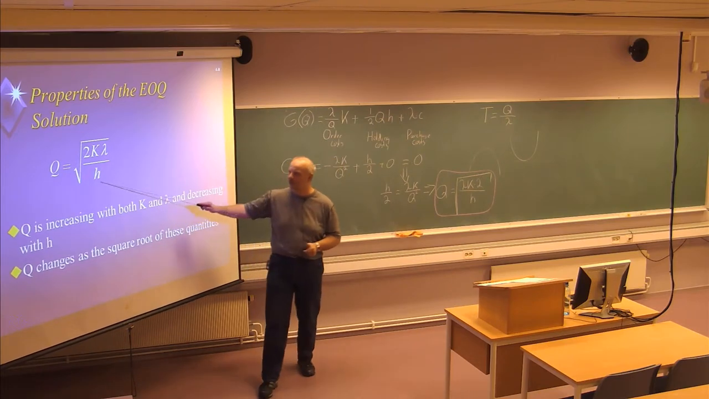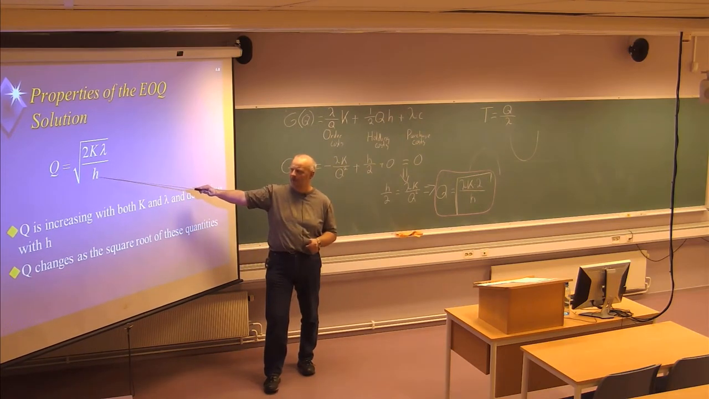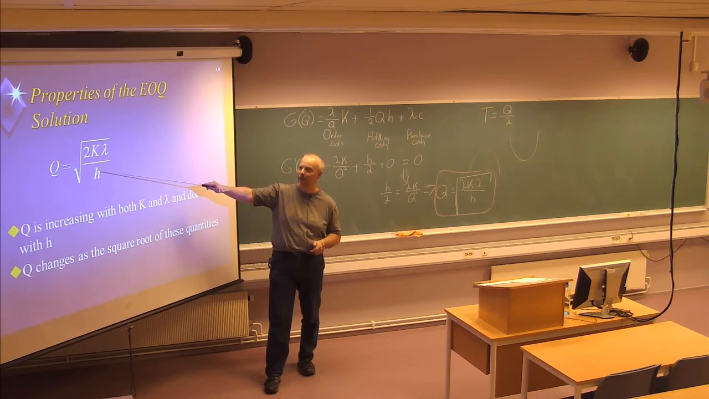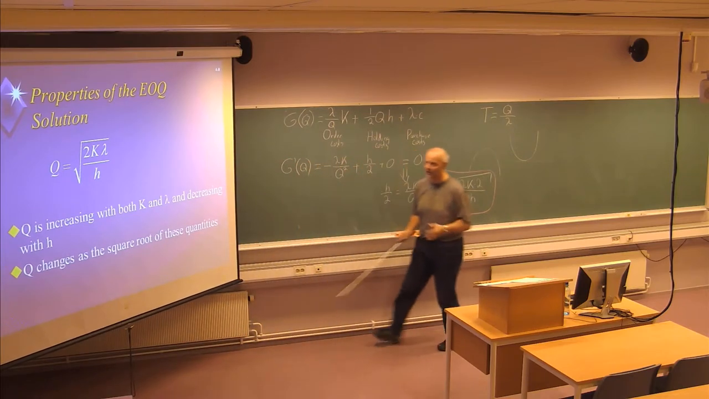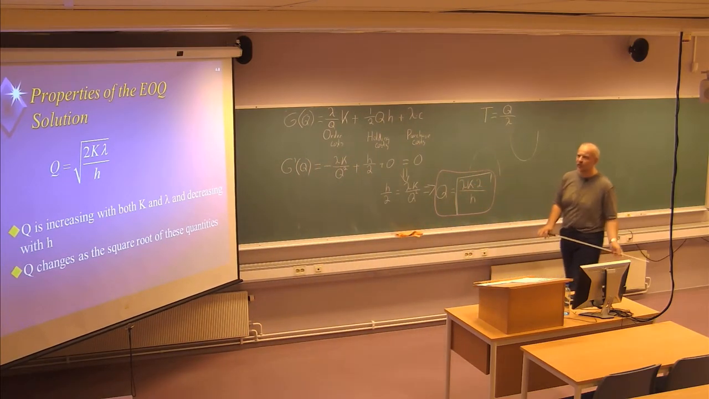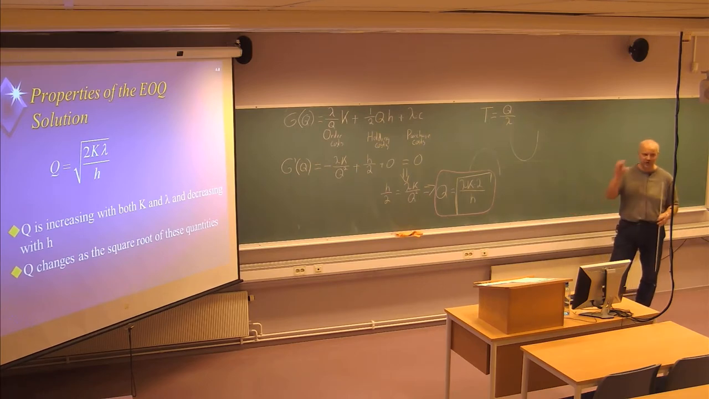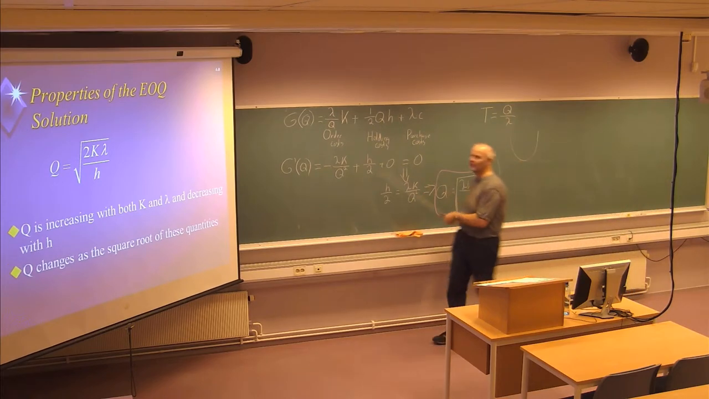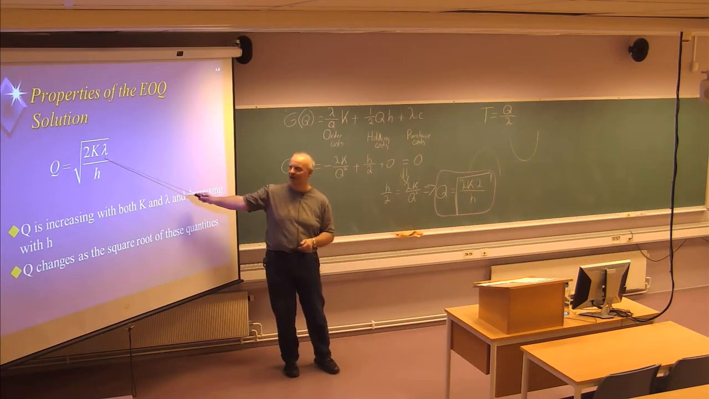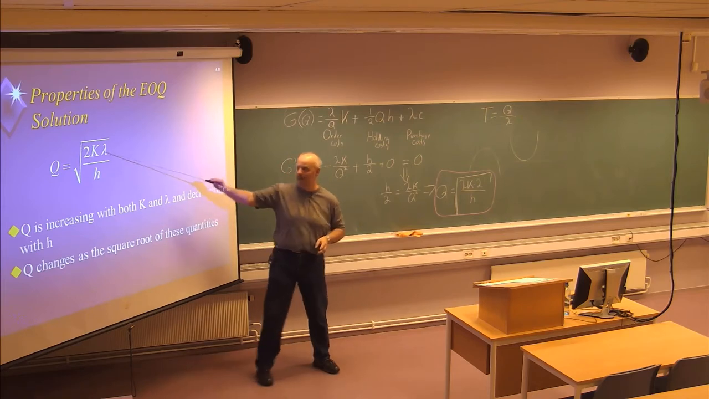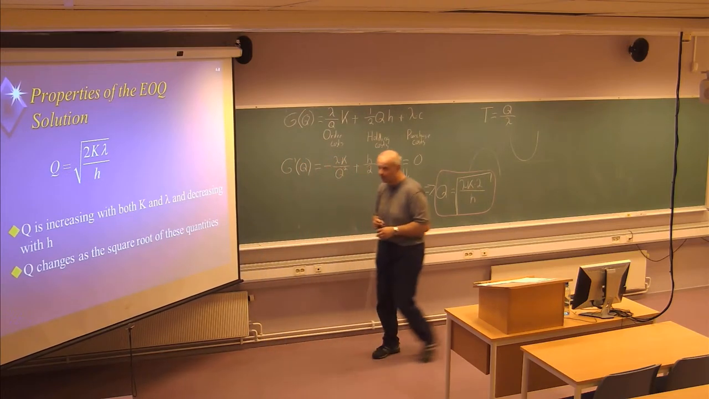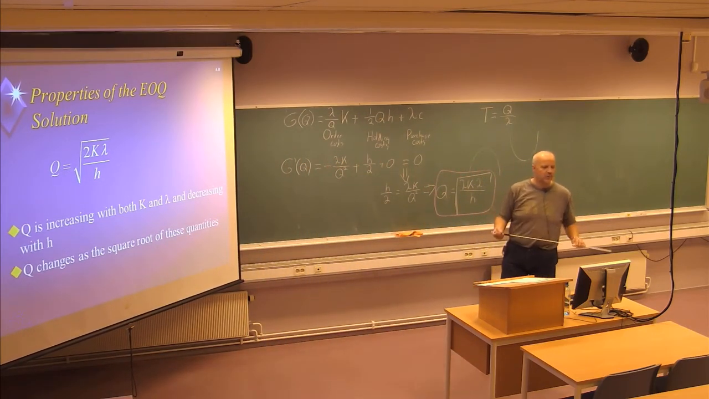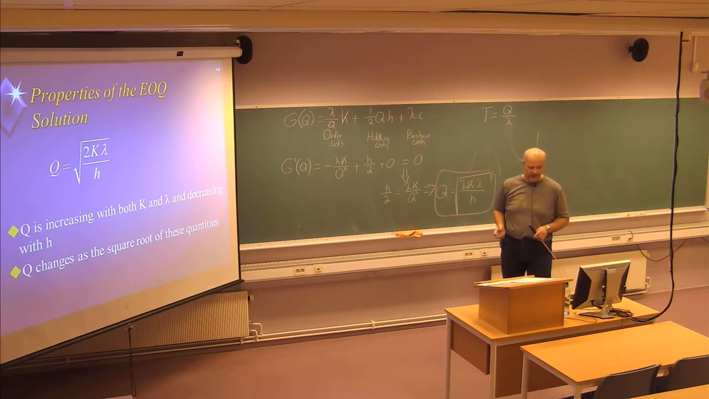And when the holding costs are increasing, this is in the denominator, and it will result in a smaller Q value, which also seems quite logical. If the cost of storing inventory gets higher, then you should not store as much inventory, and you should have a smaller order size. If the cost of ordering is getting higher, you should not order that many times, and then you should order more items every time you are placing one order. And the Q will then change as the square root of these quantities.